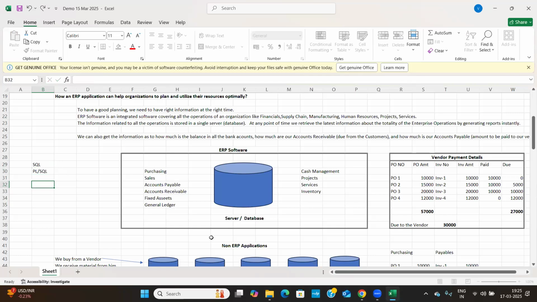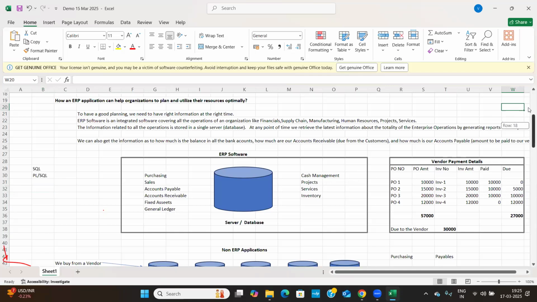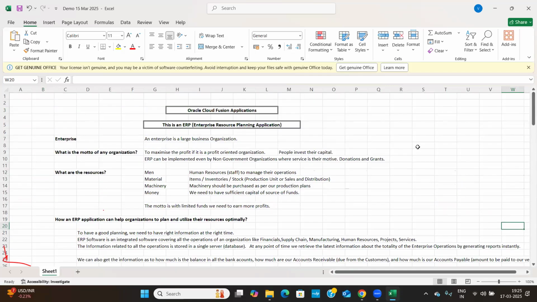So we can prepare the trial balance instantly, because ultimately it will post immediately. All the accounts are updated. So you can generate the reports instantly. So that is the beauty of this.